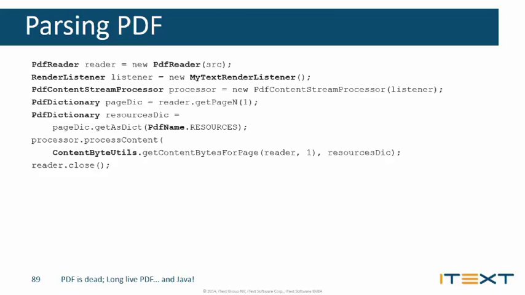Here's a piece of code to actually read out the complete content stream of a PDF document. Again, we use a PDF reader to take in an existing document. Then we have the render listener, the my text render listener, which was shown here. We have a PDF content stream processor which can actually read this content stream. We go to page 1, as you can see at the end of the code sample. So we get the content bytes for page 1 from this existing reader.